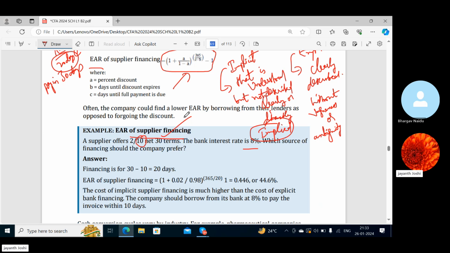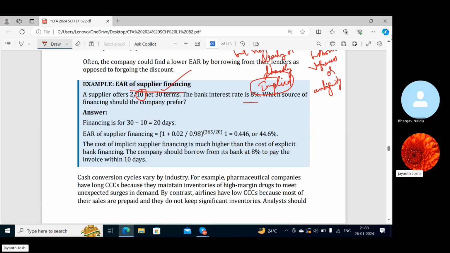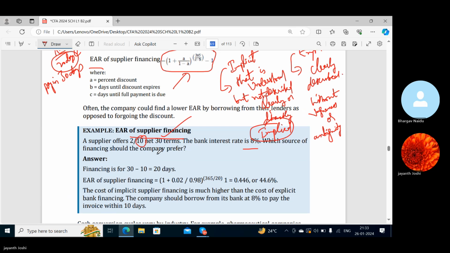That means if you want to make the payment to the supplier, either you can accept the supplier's payment terms, that is, if you pay in 10 days you get a 2% discount, and if you don't pay, you won't get it. Or else you can take money from the bank as a loan and make the payment to the supplier. If you do that, the bank is going to charge you 8% interest. Things are very clear, right? Financing is for how many days? Financing is for 20 days.